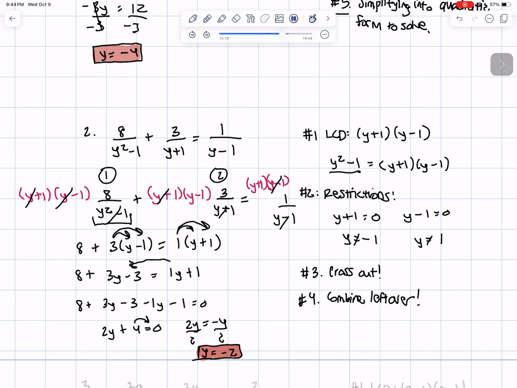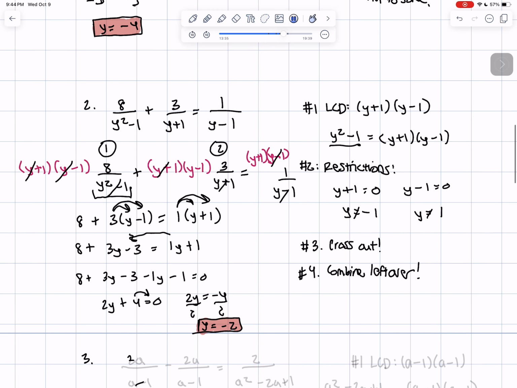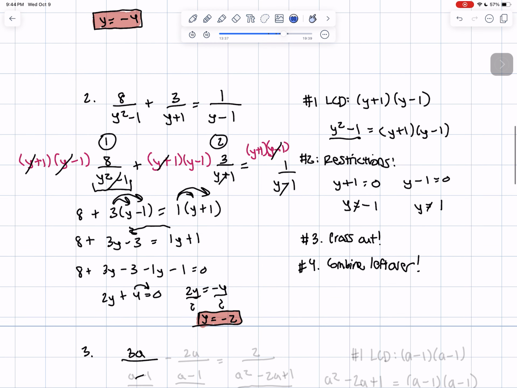Okay, one last one. I've actually taken these problems exactly from your homework. They're not going to be the same problem, of course, because that's why they give you a different problem, but I'm just using the same types that you could use. Okay, so the last one: 3a over a minus 1 minus 2a over a minus 1 plus 2 over a squared plus 2a.